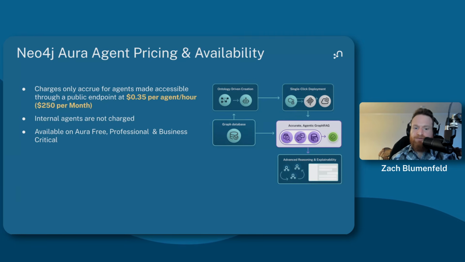So that's if you go online and you go to Aura, you can access those tiers right now. So it's basically available for you to use for free, and then there's a small charge if you do decide to make it publicly available.